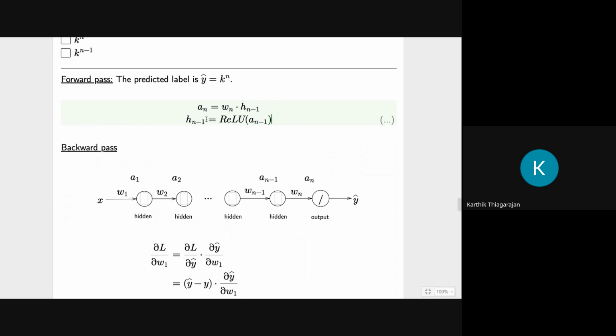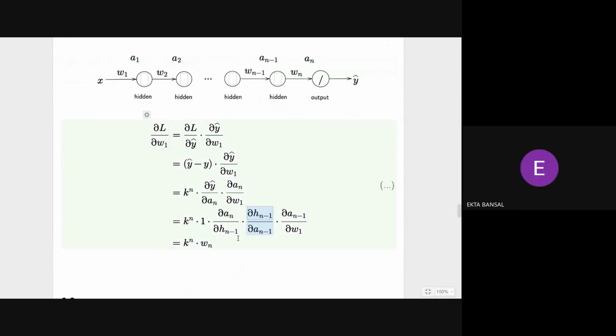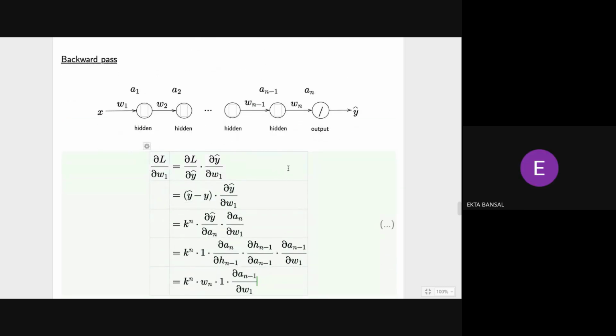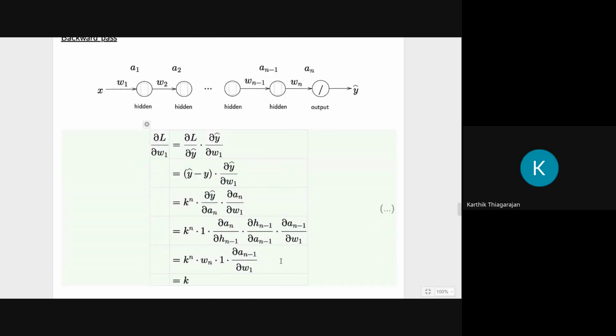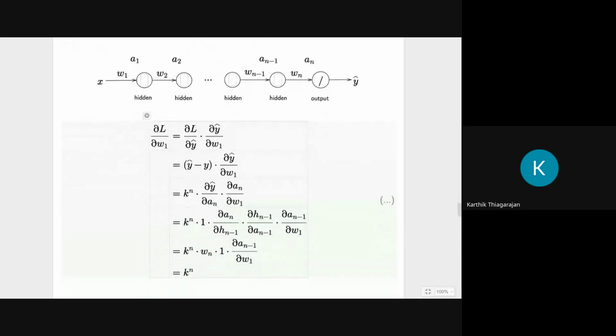So what is the derivative of ReLU? You are essentially asking the derivative of ReLU here. It is 0 if it is less than 0. An minus 1 is less than 0 in some cases, but thankfully in this case it's all positive. So this will be just 1. The derivative of ReLU is 1 if it is positive. And then you're left with dou an minus 1 by dou hn minus 2. So this is k power n, but wn is itself k. That is given to you. So this is k power n into k into this quantity.